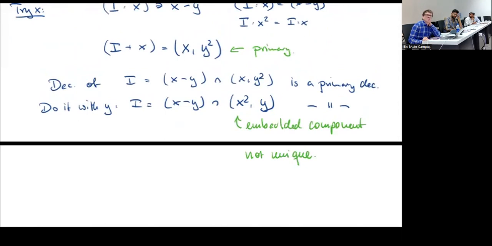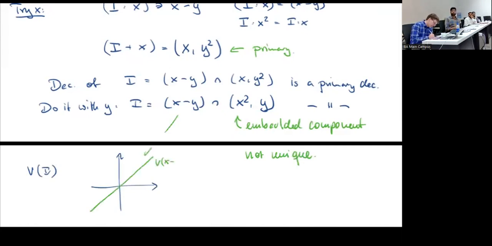They're called embedded components because geometrically, in their variety, something interesting is going on. If you look at the variety of I, if I want to draw it in a coordinate axis system, then this component here gives a green line. It just says x equal to y. X minus y equal to 0. This is the variety of x minus y.